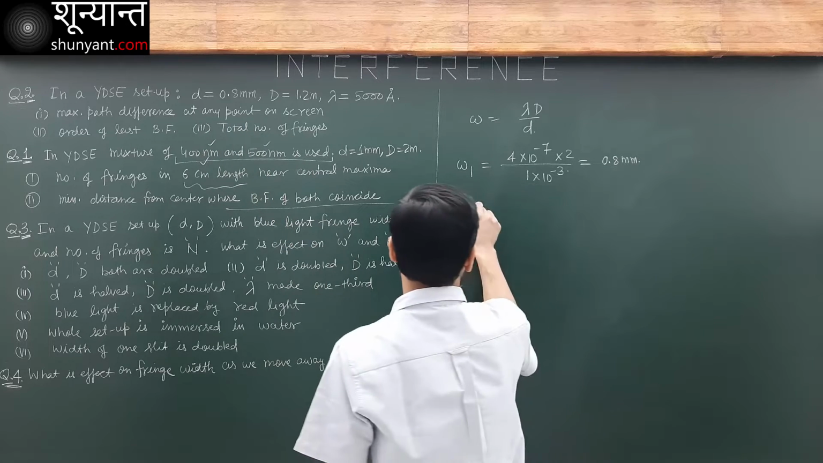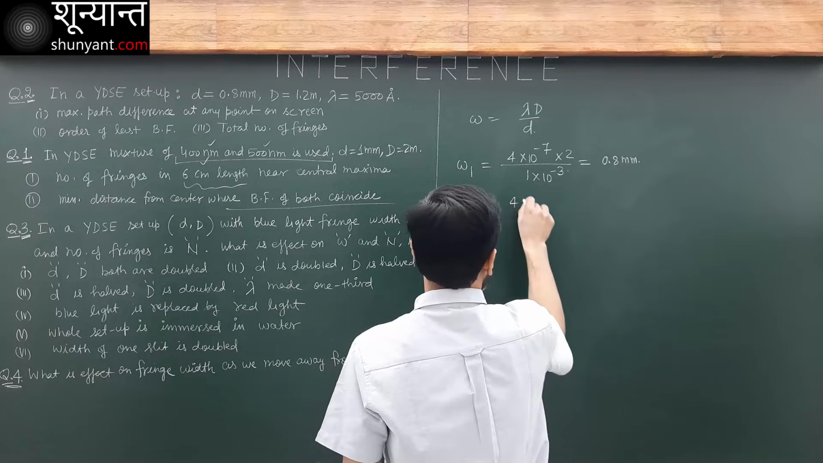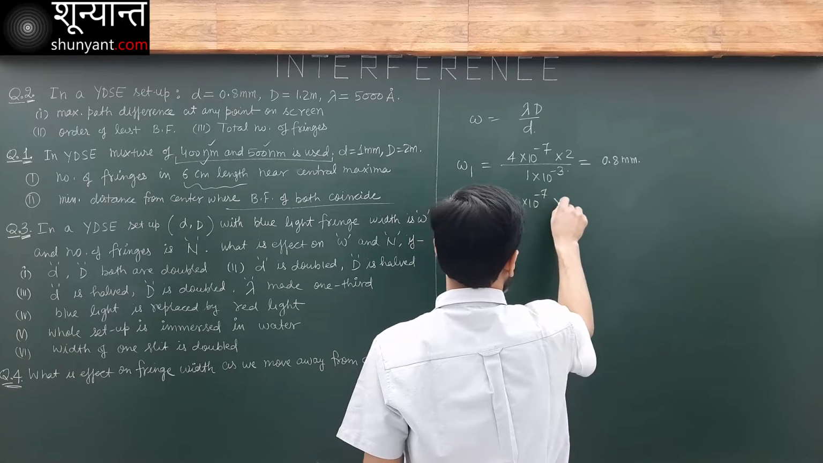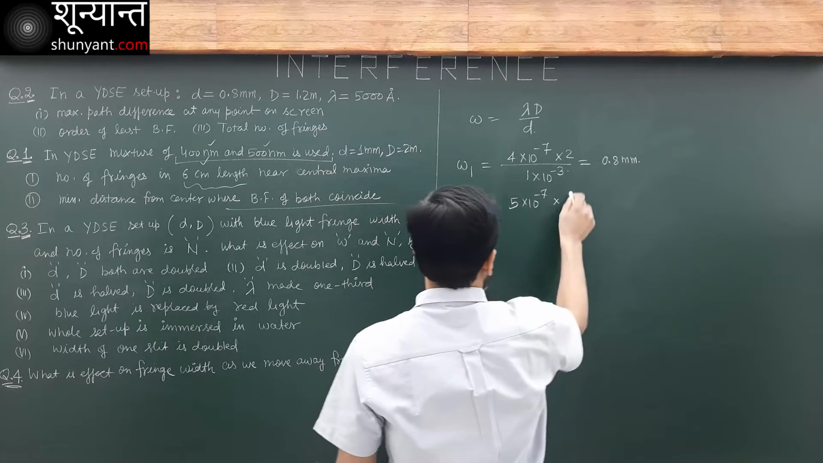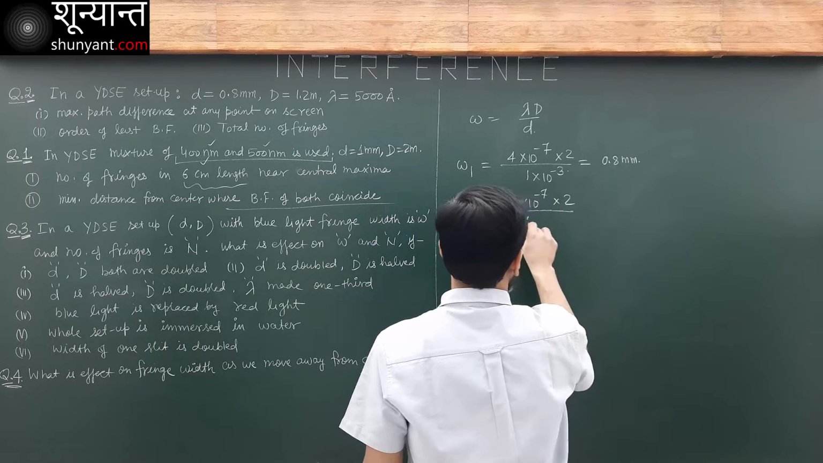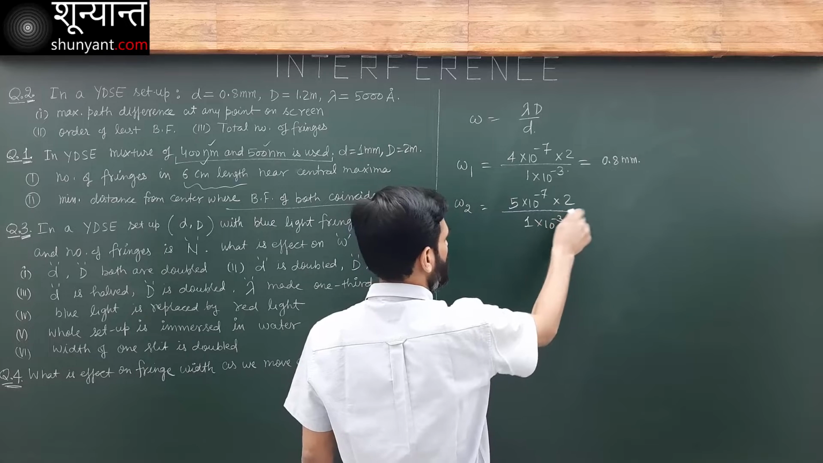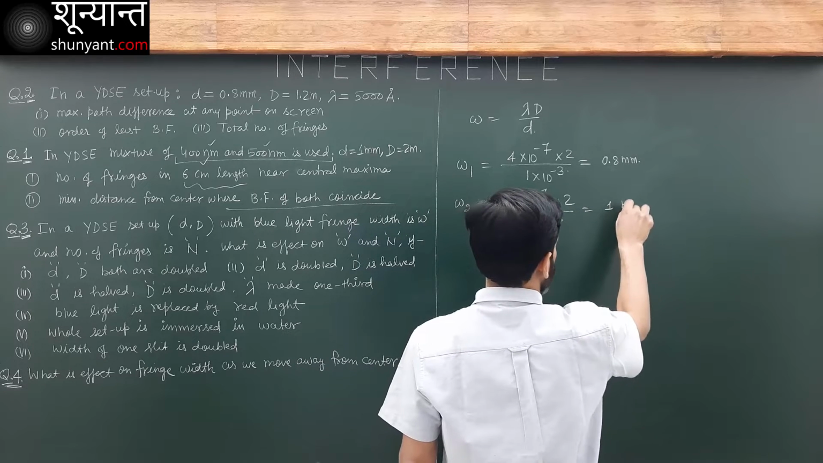What about the other light? This is going to be 5 times 10 to the minus 7, that is 500 nanometer. The 2 meter remains the same, the 1 millimeter remains the same. What do I get? I will get 1 millimeter.